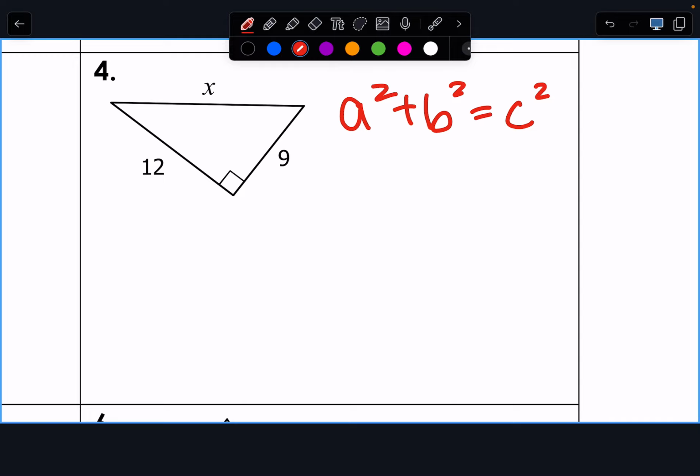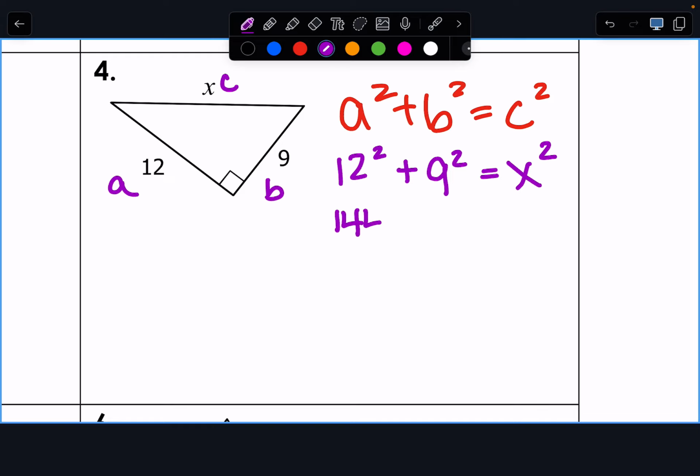All right. Matthew, what'd you write down? Okay, so you put x here. So A, B, C. So you have 12 squared plus 9 squared equals x squared. Yeah? Okay, so now I need to know what 144 plus 81 is. Oh, that was quick, 225.